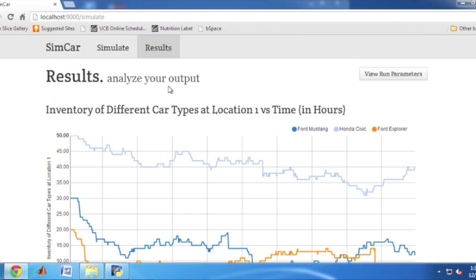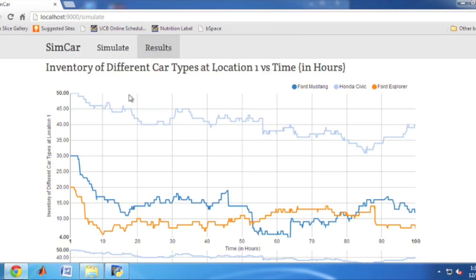Alright, so the first thing to see is that the results page is an easy to read, clutter-free page where only the important graphs are shown. Our first graph provides an inventory of every single different car type at location 1 versus the time in hours that have passed by. Furthermore, more specific points can also be highlighted just by clicking or moving your mouse over the graph.